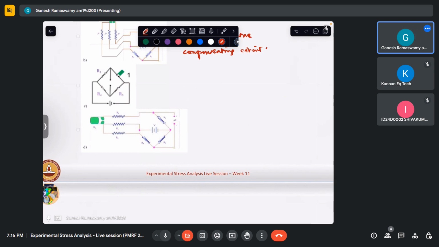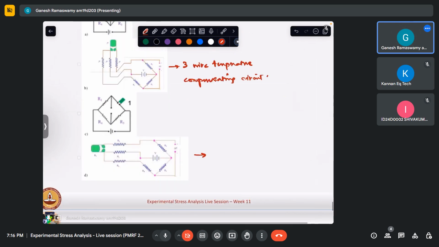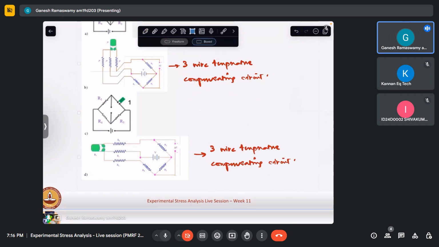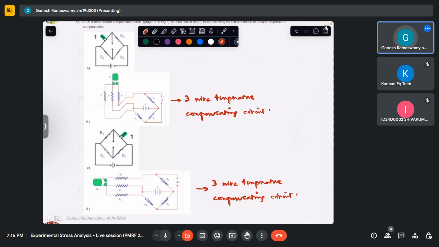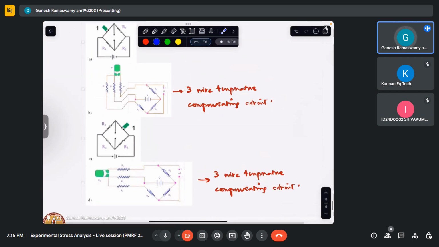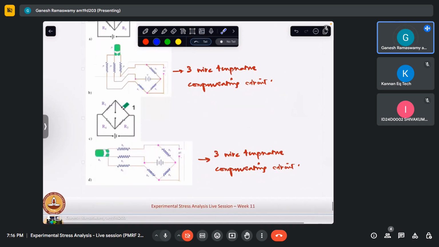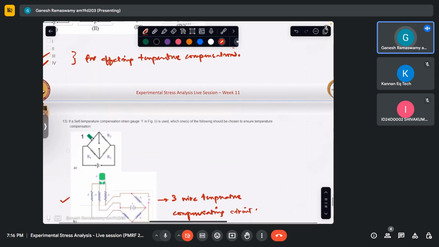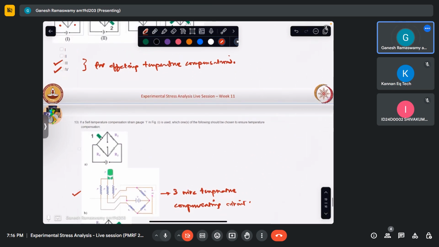Similarly, if we look here, this is also a three-wire temperature compensating circuit. So given a choice in this problem, the effect of the temperature on the strain gauge itself is addressed by the very fact that it is an STC strain gauge. And further, to nullify the effect of the lead wire resistance, we have two options that actually offer a three-wire temperature compensating circuit. So those will be the ideal choices for us to make the measurements and address all issues related to temperature. That is, compensate the temperature effects without the need for any additional corrections at a later stage.